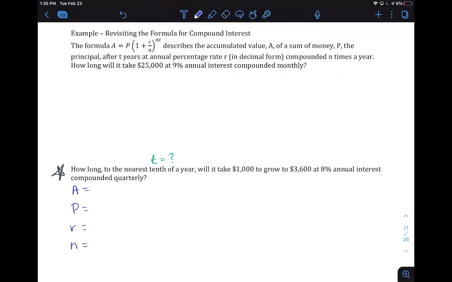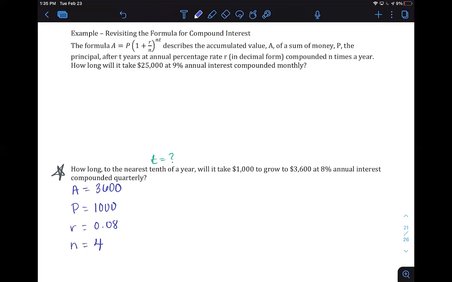Remember, P is what you start with. So how much are we starting with? 1,000. And how much are we wanting to end with? 3,600. The rate, 8%, changes to be what as a decimal? 0.08. And your n, how many times is it compounded in a year? 4, since it's quarterly.